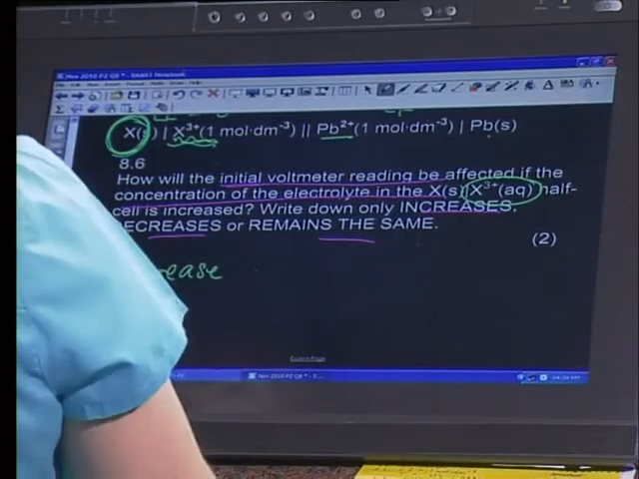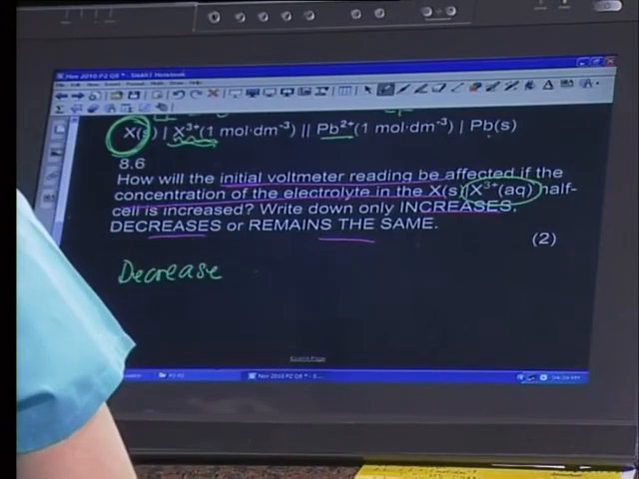Now, there was a question earlier on Facebook where a learner asked, do I write increase, decrease or remain the same, or do I compare the two? If the question asks you to say increase, decrease, or remain the same, then that's what we want you to write. Only one of those three options.